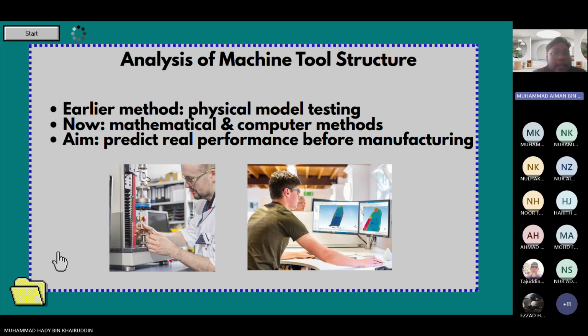We will be talking about analysis of machine tool structure. There are two main models, which are physical model and mathematical model. Physical model is an earlier method in the engineering world, and now we use mathematical and computer methods more because they are more accurate and there is more data to see. It also aims to predict real-world performance in manufacturing even before we start making the project itself. So, next slide.